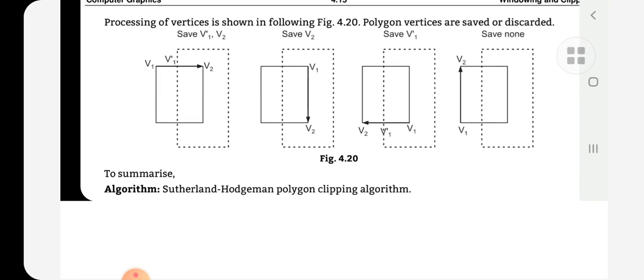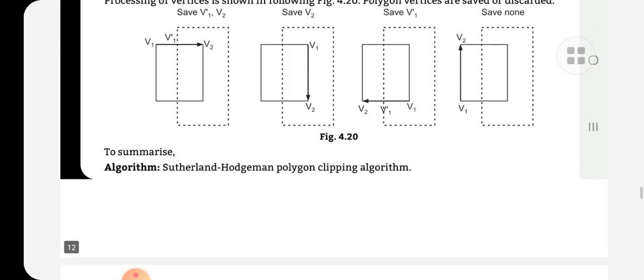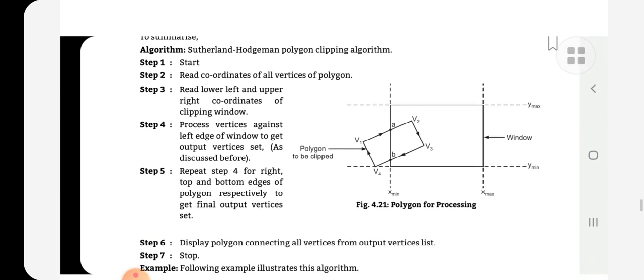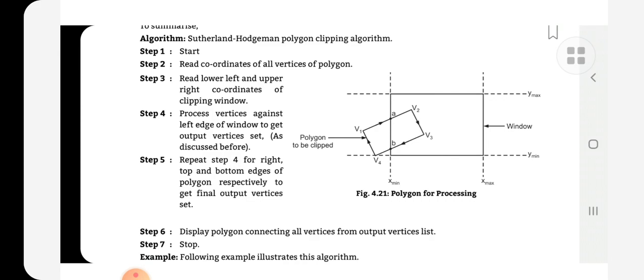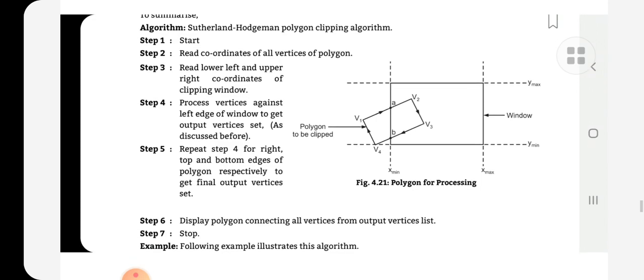To summarize, the Sutherland-Hodgman clipping algorithm steps are as follows. The first is start, and the second is read the coordinates of all vertices of the polygon. After that, read the lower left and upper right coordinates of a clipping window, and then process the vertices against the left edge of the window to get the output vertices set.